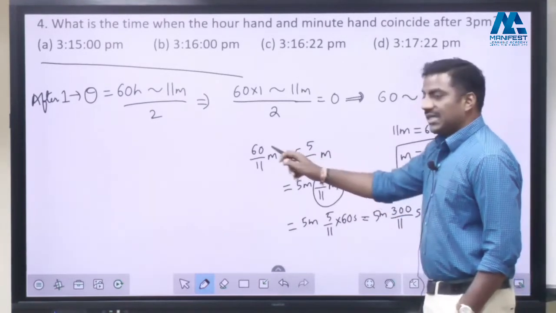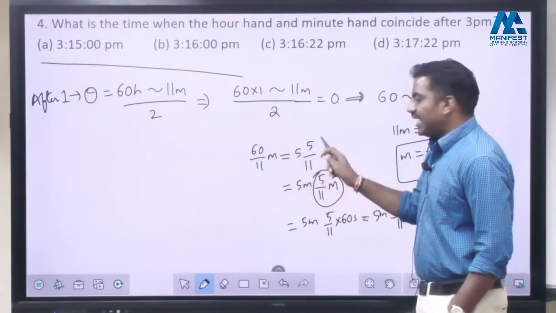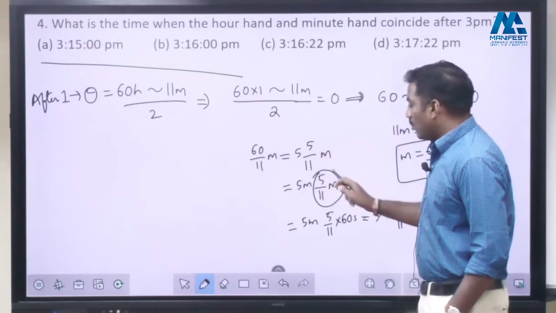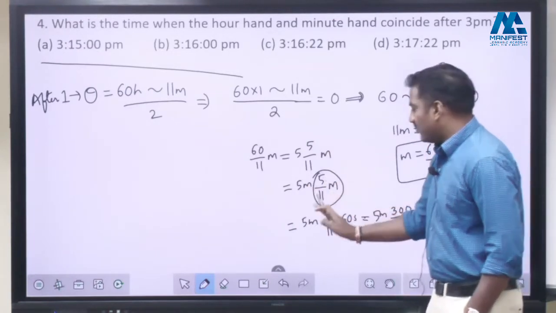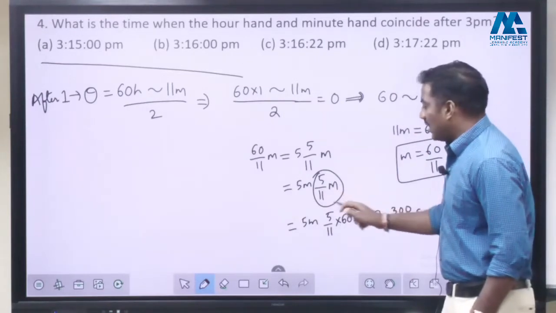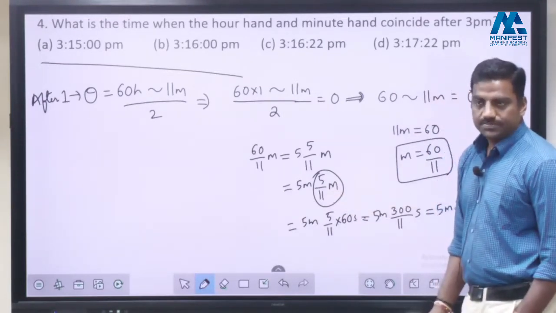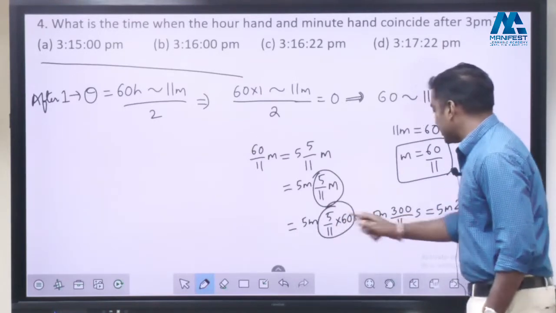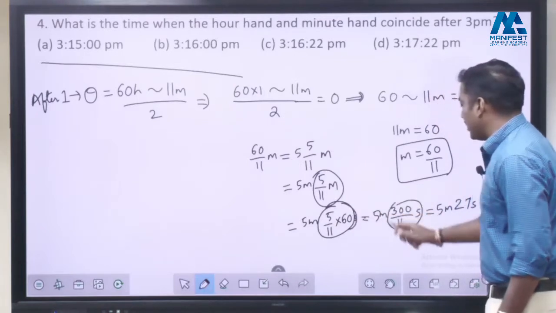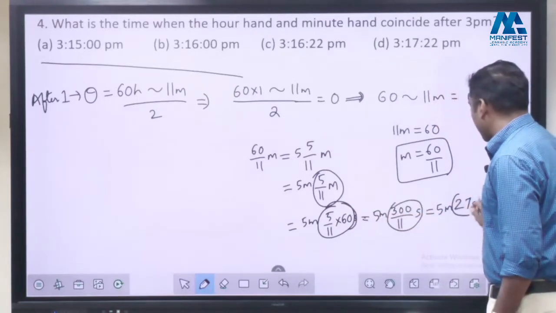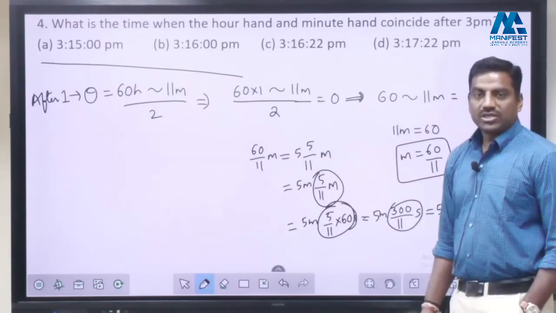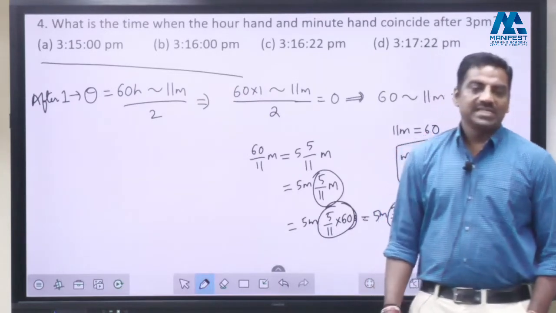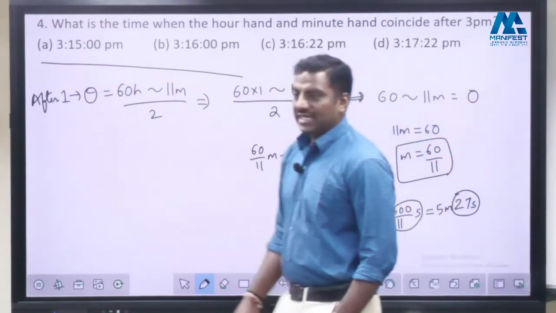See, this is 60 by 11 minutes, which is 5 integer 5 by 11 minutes. That means these minutes are more than 5 minutes. I take the 5 minutes separately and convert the 5 by 11 minutes into seconds. So 5 by 11 into 60 seconds is 300 by 11 seconds, which is 27 seconds. So it is not exactly at 5 minutes. It is somewhere close to 5.5 minutes, or exactly 5 minutes 27 seconds.